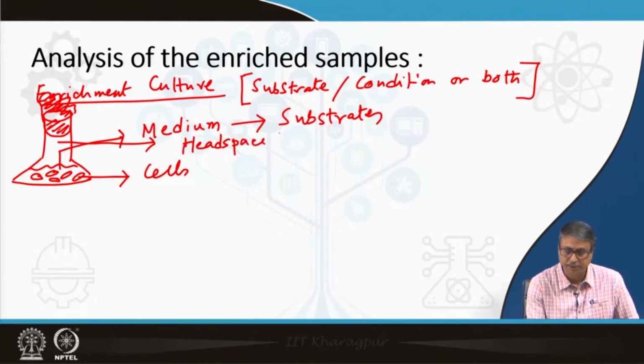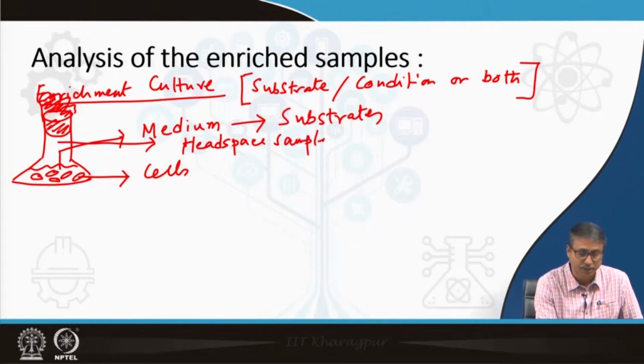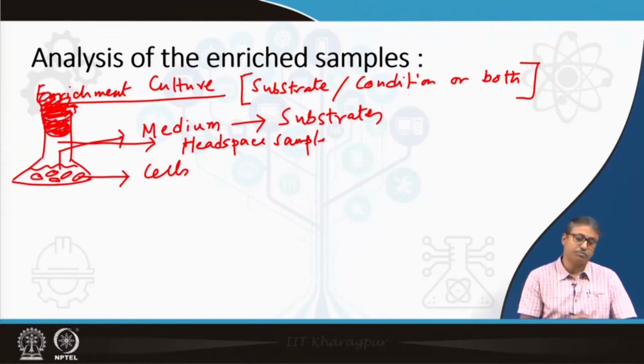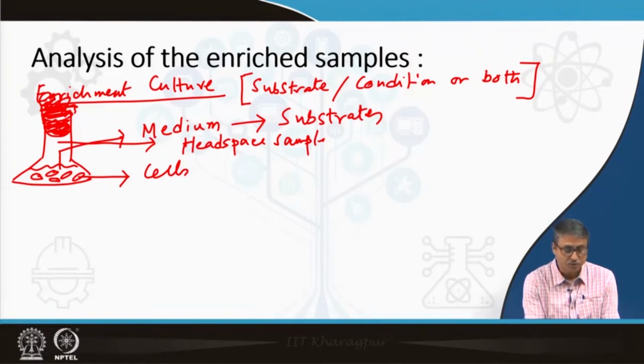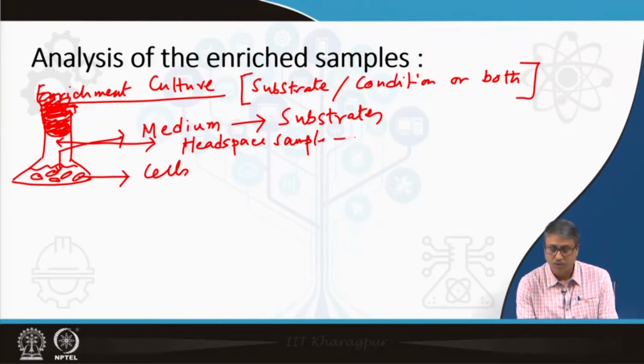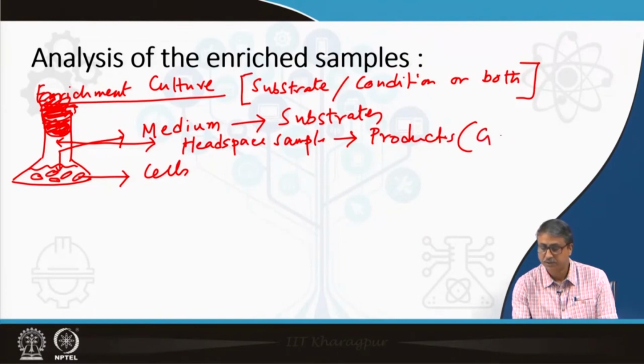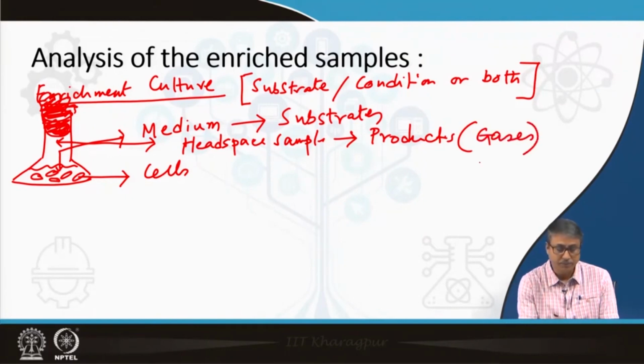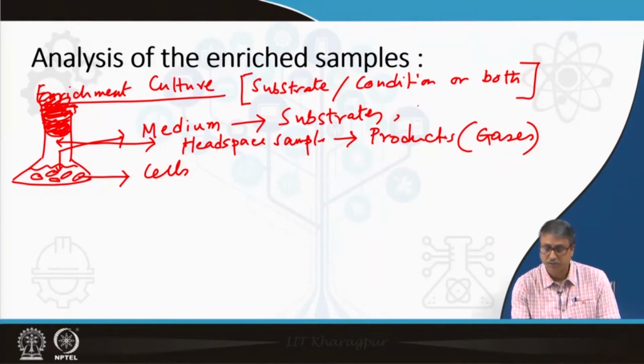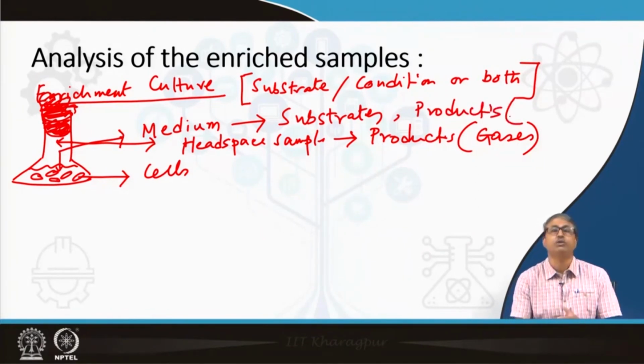So, we have to sample the headspace using a headspace sampler, and obviously for that we need to have an airtight incubation if we are planning to have gas production in that. So, the medium, the headspace, all, so there could be the products. Products means the gases. Now, the medium is analyzed not only for the substrate, but also for the products. Products in the sense the products which are produced out of the substrate.